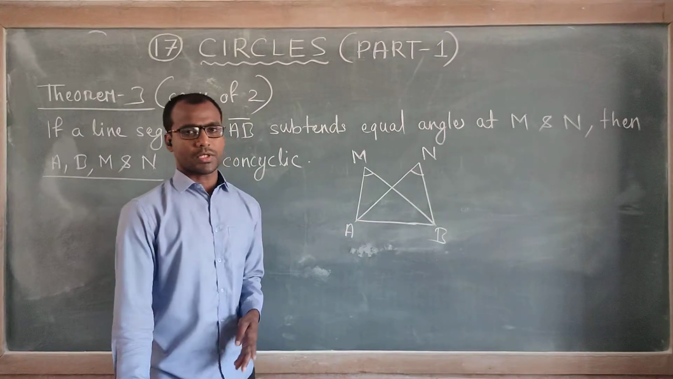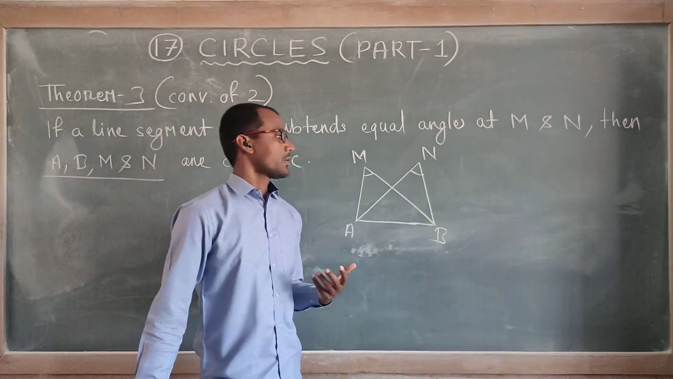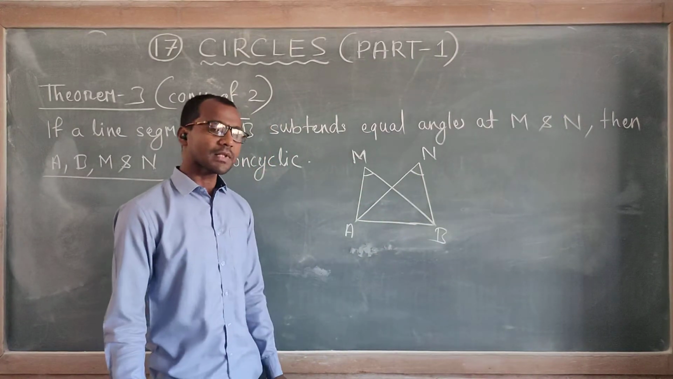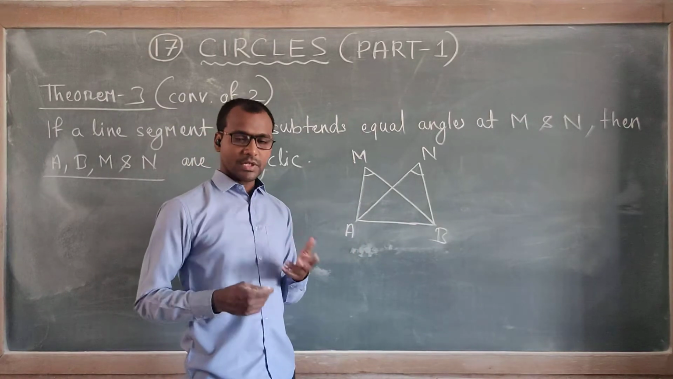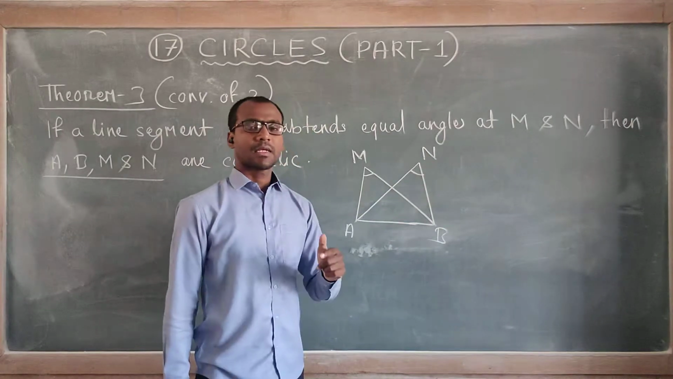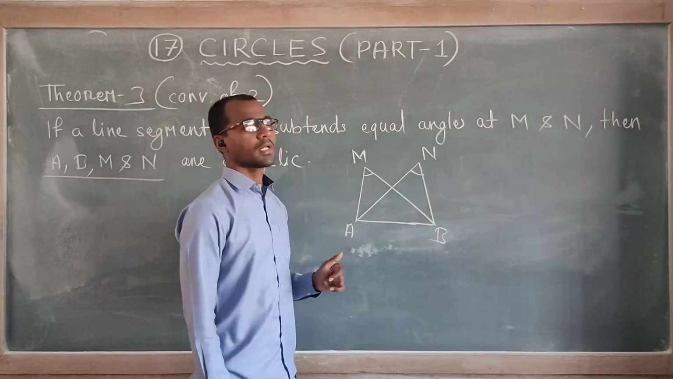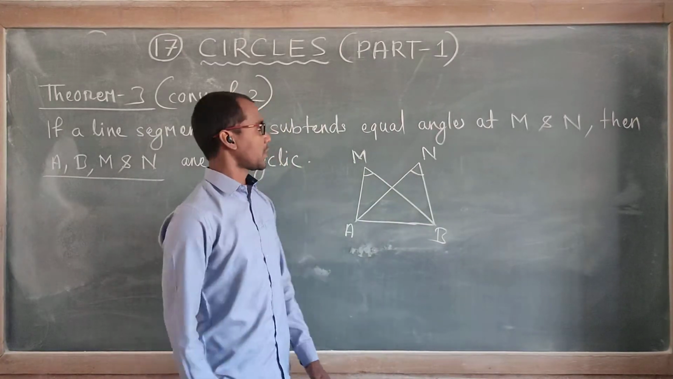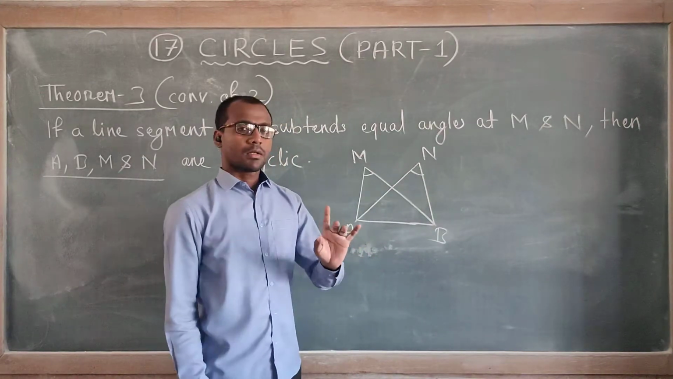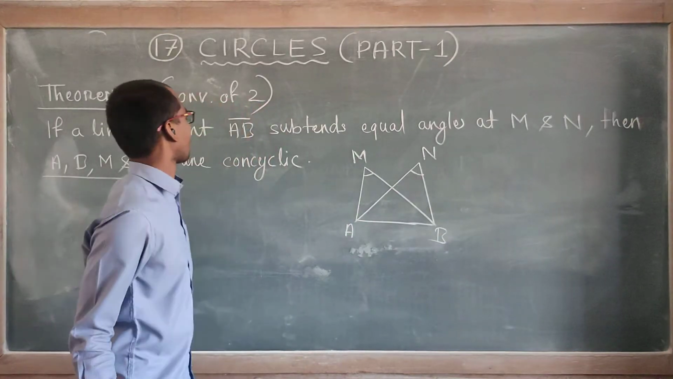But here we have 4 points. So there is no guarantee that we will be able to draw a circle that will pass through all the 4 points. There is every chance that if the circle passes through A, B and N, it may not pass through M, or if it passes through A, B and M, it may not pass through N. But here, if these 2 angles are equal, then by this theorem, the circle will definitely pass through all the 4 points. So this is theorem number 3.